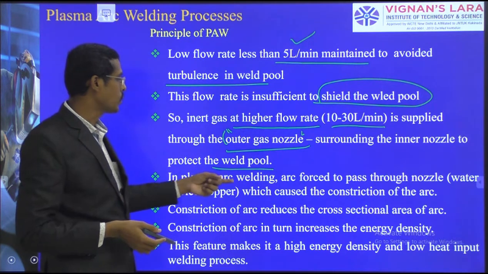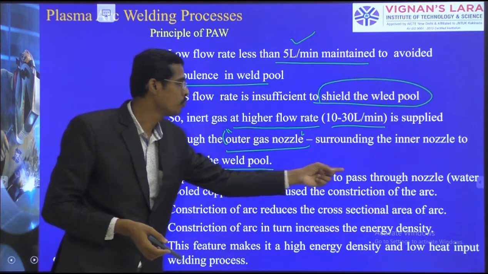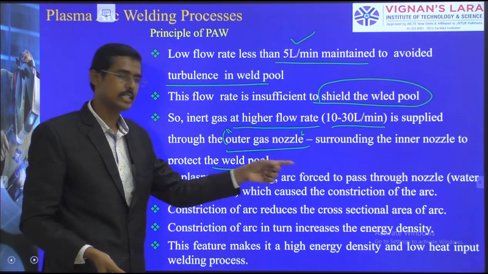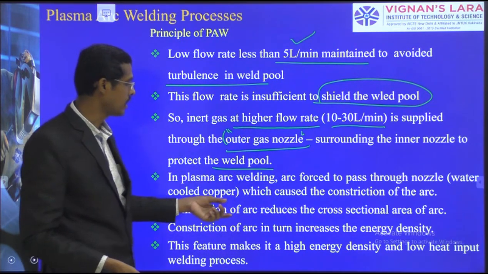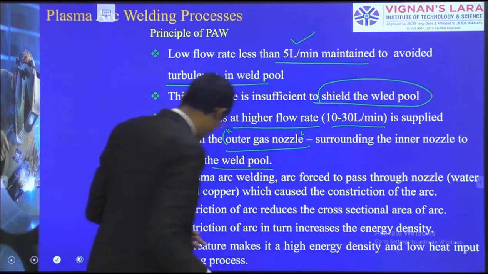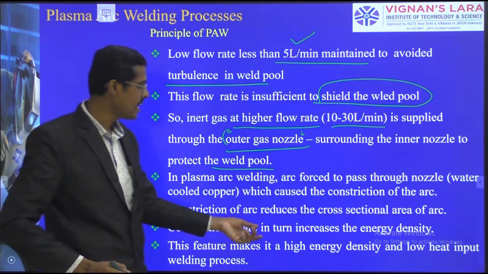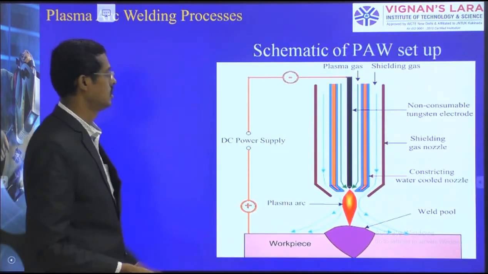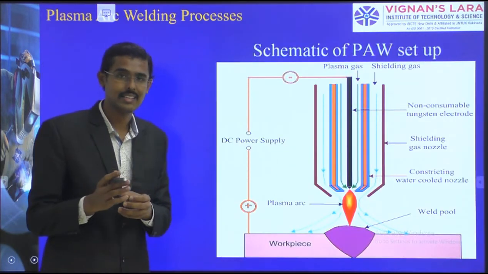In plasma arc welding, the arc is forced to pass through the nozzle and cooled copper, which causes constriction of the arc. The constriction of the arc reduces the cross-sectional area. This feature gives high energy density and low heat input in the welding process. So this is the setup we should understand clearly.